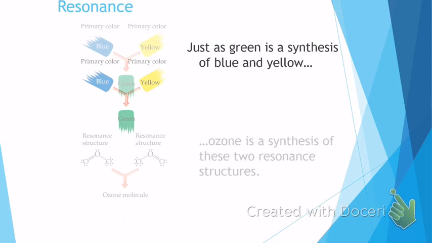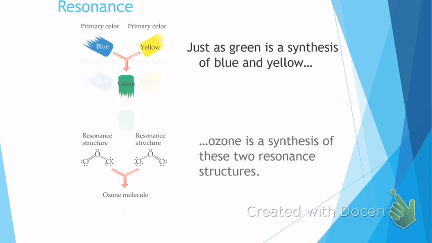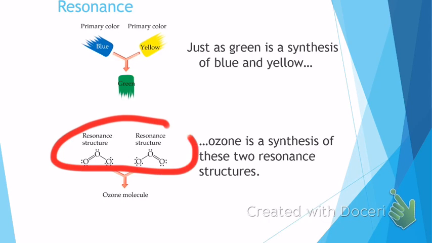Just like if you consider the color green, green is what happens when you have the color blue and the color yellow, the primary colors, and you mix them together and you get green. Ozone, the actual structure of ozone, really is a blending of these two structures. And so instead of having a double bond and a single bond, you have two oxygens connected to the central oxygen by a 1.5 bond. Okay?